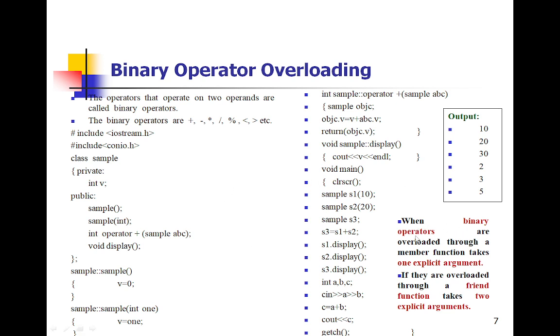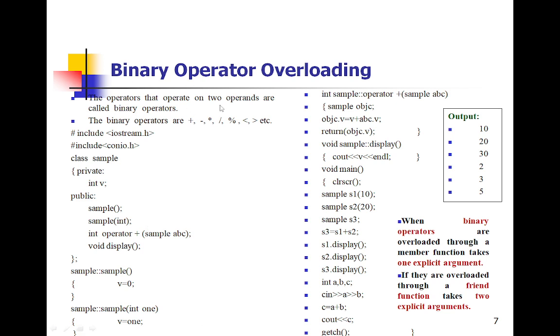Whenever the binary operator is overloaded through the member function, it takes one explicit argument. You have to note it down, that is one explicit argument we need to pass. If it is overloaded through the friend function, then two explicit arguments have to be passed. In this presentation we have not covered the friend function and how to overload with it. We have covered only the binary operator using the member functions, so only one explicit argument we are going to pass.